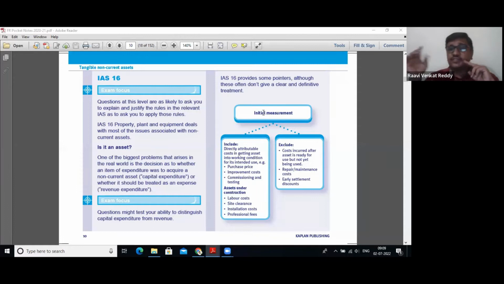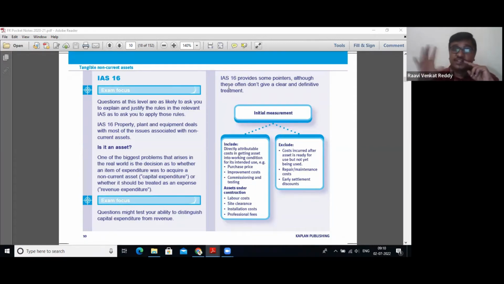So, exclusions. What are the expenses which are to be excluded from the cost of assets? The first important one is cost incurred after the asset is ready for use but not yet being used. Very, very important. For your better understanding, let me give an example. Suppose a company purchased a machine on 1st January 2020, and the machine was installed in the factory, but the usage has not yet started.